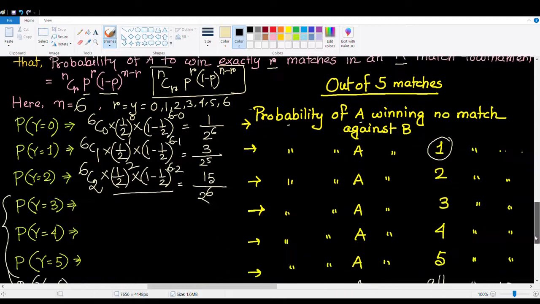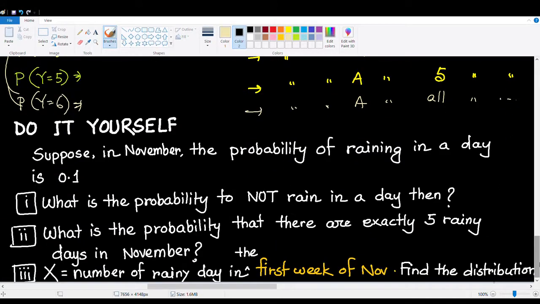Let's go see another. Oh, I have an exercise for you. It states that suppose in November, the probability of raining in a day is 0.1. The question 1 asks you that what is the probability to not rain in a day then? Okay, it's very simple. You know what to do for complement events. For the second question, you are asked what is the probability that there are exactly 5 rainy days in November. So you have to keep in mind that there are 30 days in total in November.